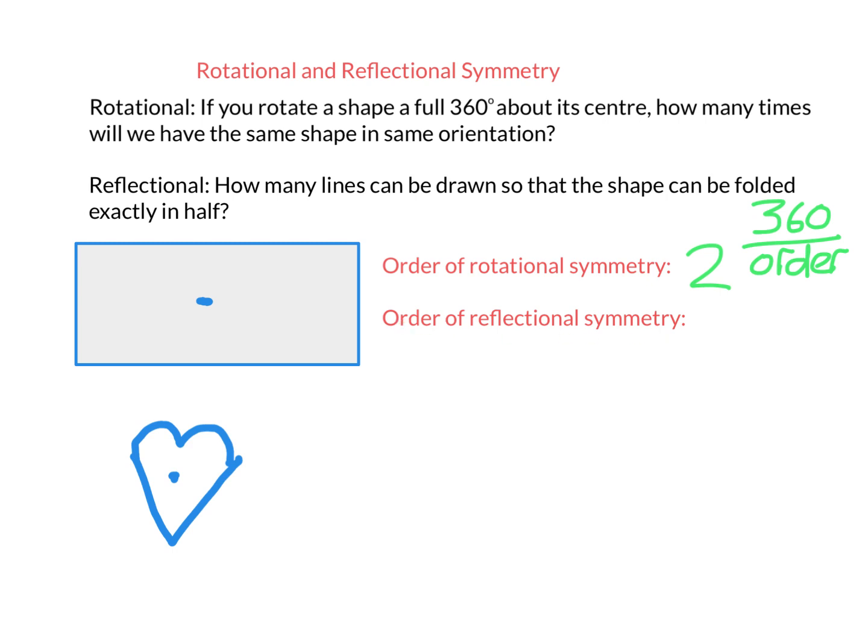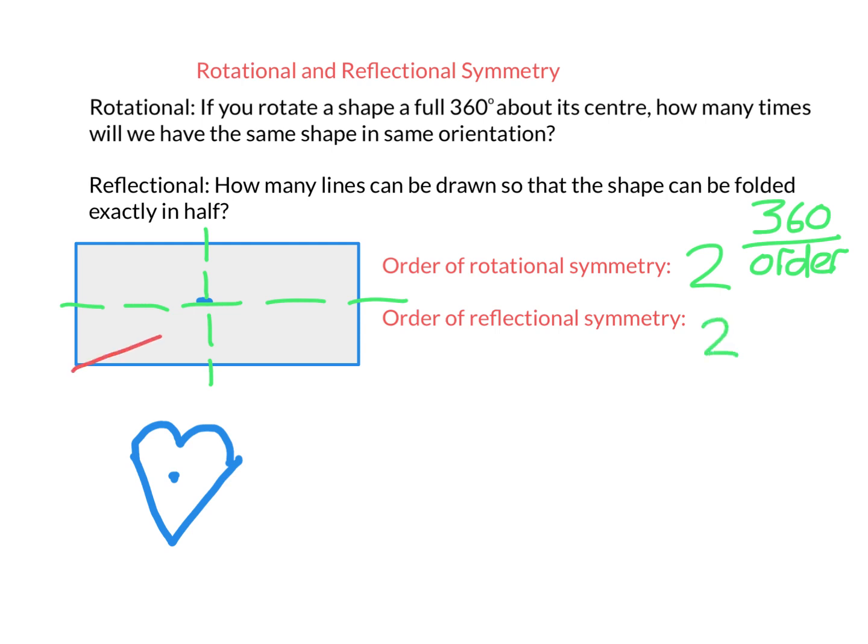What about its order of reflectional symmetry? We're asking how many lines can be drawn so the shape can be folded exactly in half. So you probably know for a rectangle, this is a line of symmetry. If you were to fold this shape in half along this line, this side would fit perfectly on top of this side. And similarly, if you were to fold it along this line here, you would fold it in half perfectly. This half would fold perfectly on top of this half. Now, that's all there is for a rectangle. Its order of reflectional symmetry is 2.